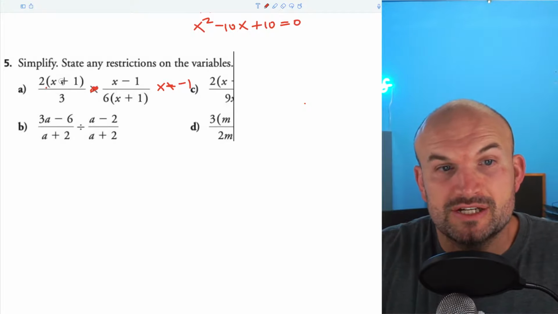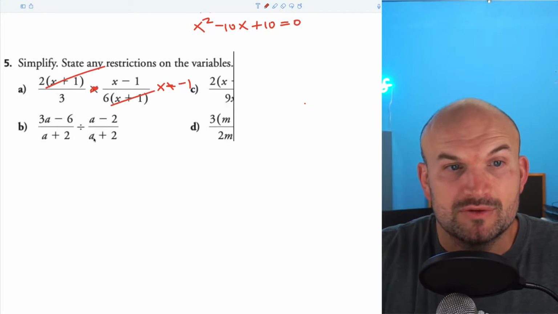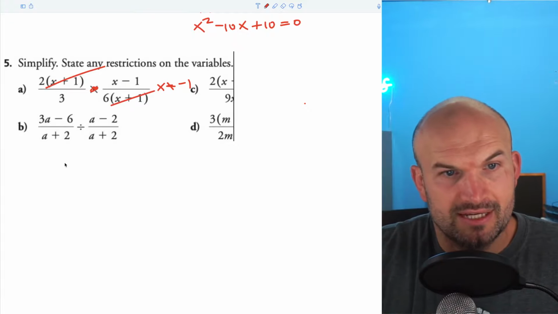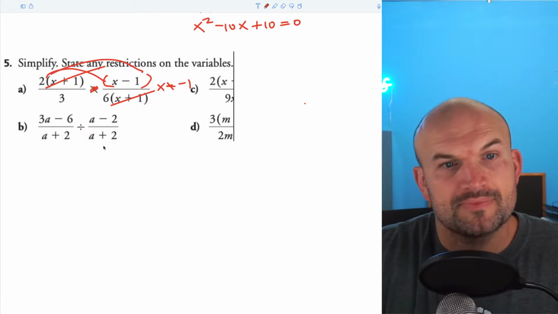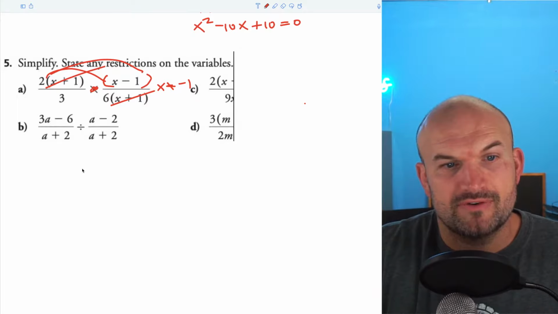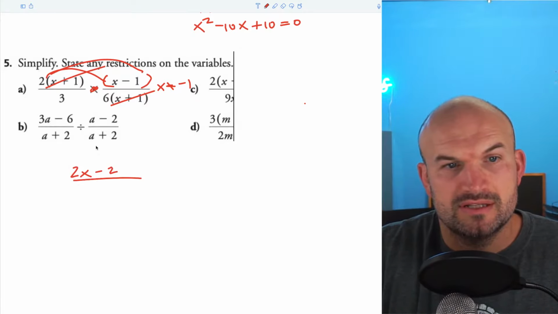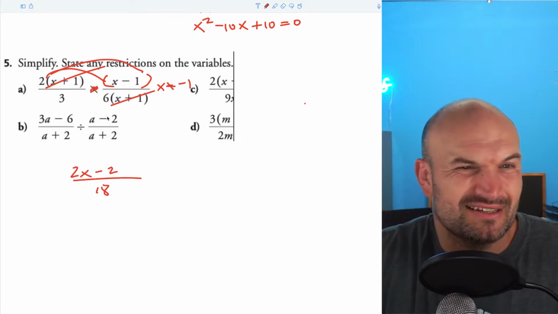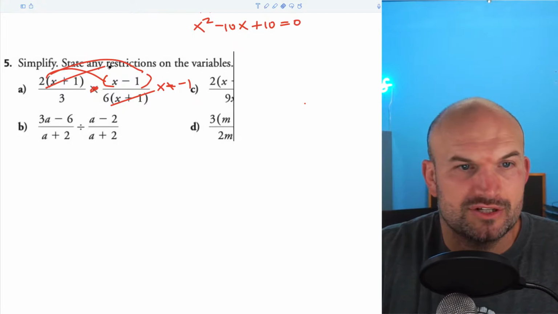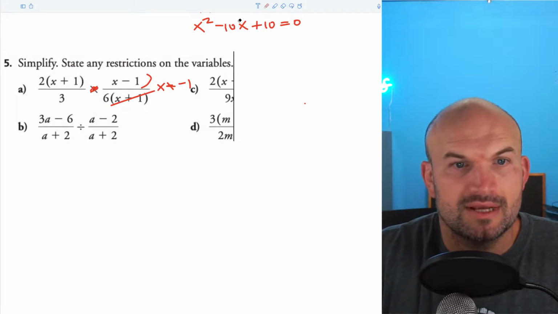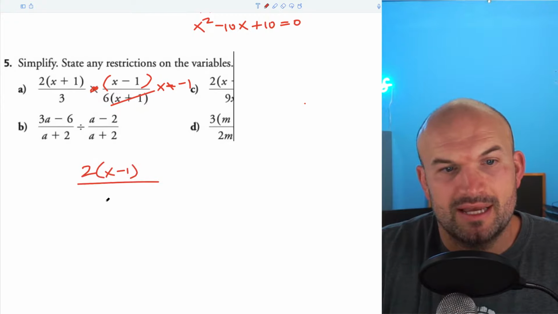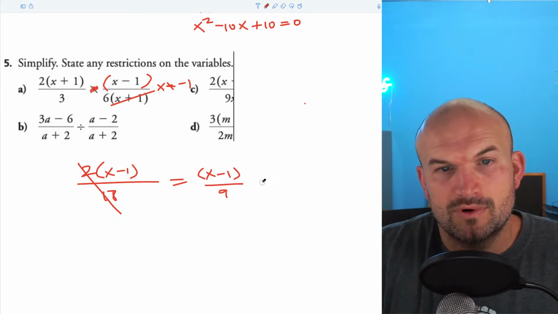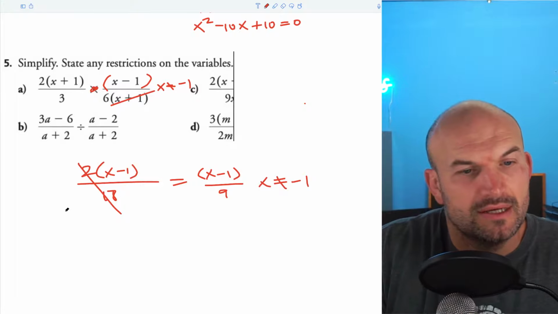Now, since this is straight up multiplication, I can divide out those terms because everything is separated by multiplication. I can put parentheses in here, because I have to multiply the 2 times both of those. And then I can multiply the 3 times 6, which is 18. Actually, I don't need to multiply those out. Let's just keep it the way it is, in parentheses. So what I'll have is 2 times (x minus 1) divided by 18. Well, I can just reduce that to (x minus 1) all over 9, where x cannot equal -1. So that was A.